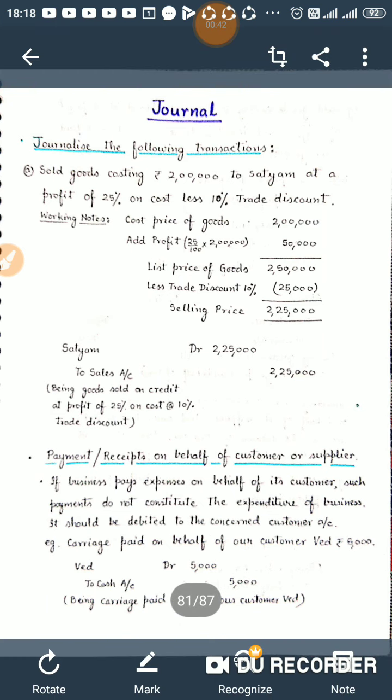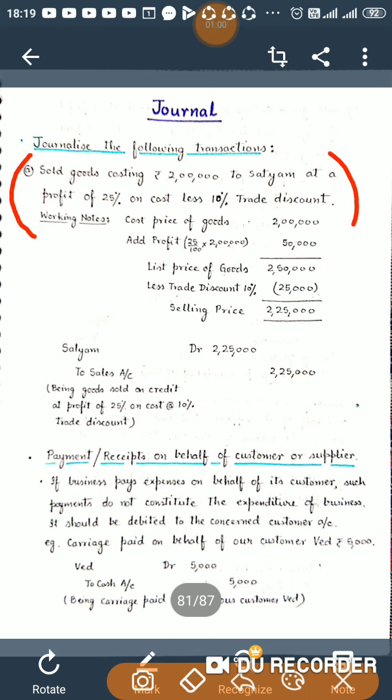I'm starting with the first transaction: sold goods costing rupees 2 lakh to Satyam at a profit of 25% on cost less 10% trade discount. If you analyze this transaction, there is no cash involved, so it is a credit transaction. Two accounts are involved, Satyam and sales. Satyam is the receiver of goods and sales is a nominal account and it's an income for the business.